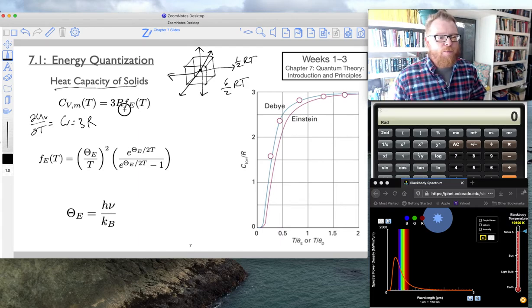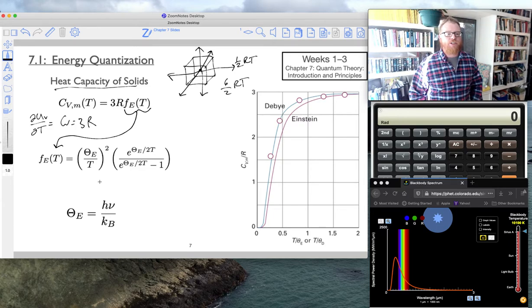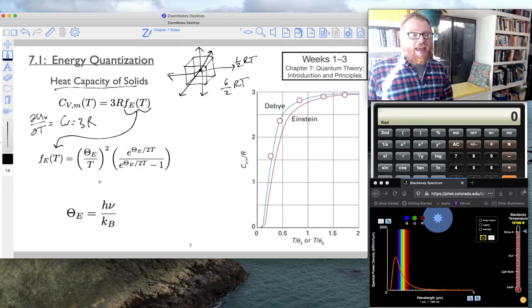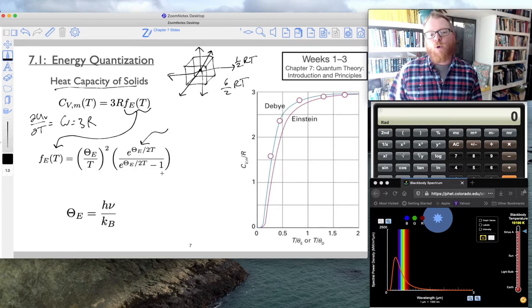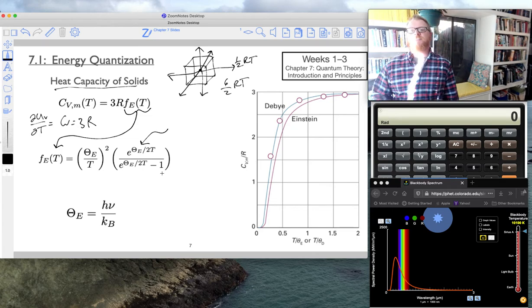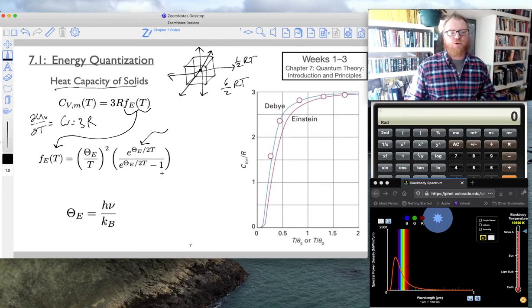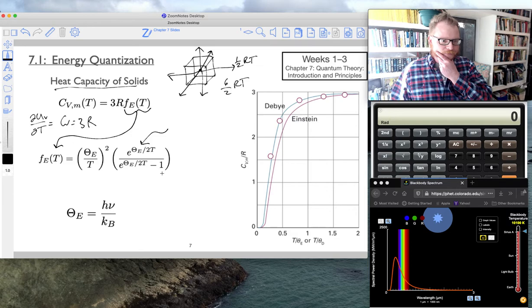There it is. But what is this little chunk right here? This chunk is a function of temperature. It's what we call one of the Einstein equations. And what I want to point out is that it's another Boltzmann-like distribution. That's kind of all that I want you to recognize from this. So the heat capacity of solids is another population of states.